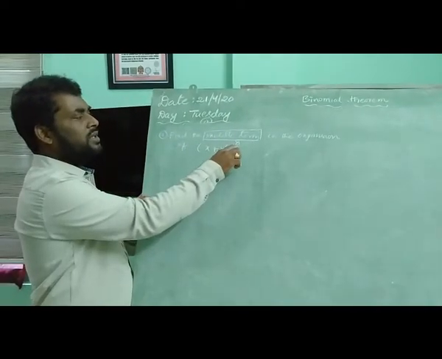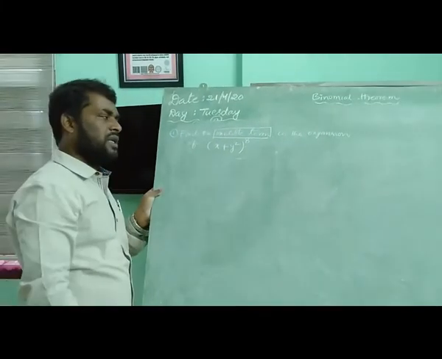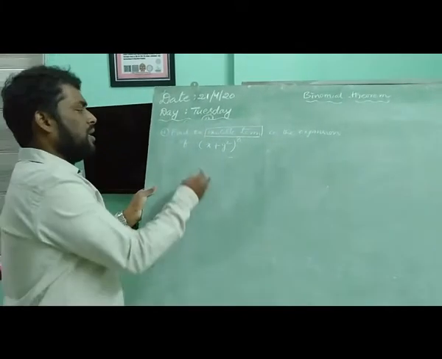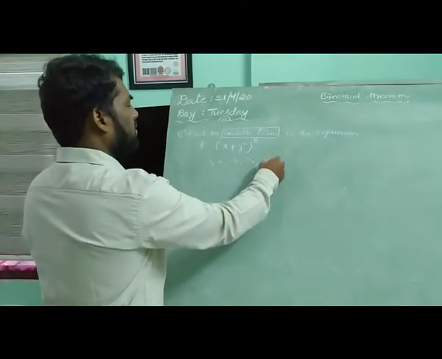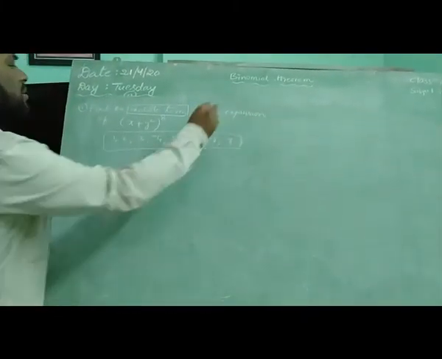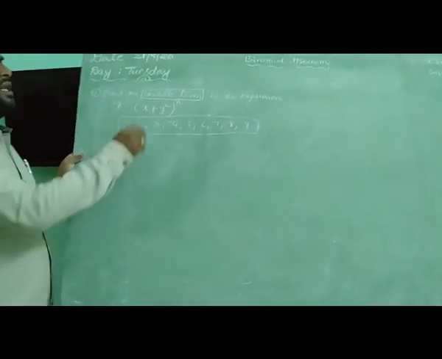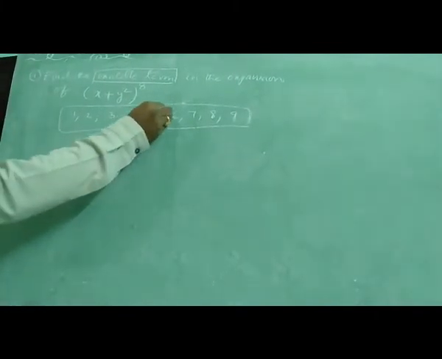Here, what is the exponent? 8. Then how many terms do we get in the expansion? We get totally 9 terms. So I am writing here, the 9 terms are 1, 2, 3, 4, 5, 6, 7, 8, 9. So in the expansion of (x plus y square) whole to the power of 8, we get totally 9 terms. Here, what is the middle term? The fifth one is the middle term.